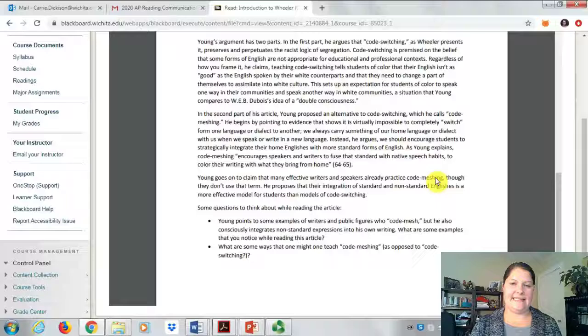And what he advocates is something he calls code meshing, where you're consciously, as a writer and a speaker, thinking about how to integrate your home English or the English that you were raised with into more formal kinds of English. So that's the big picture of what we're talking about this week.